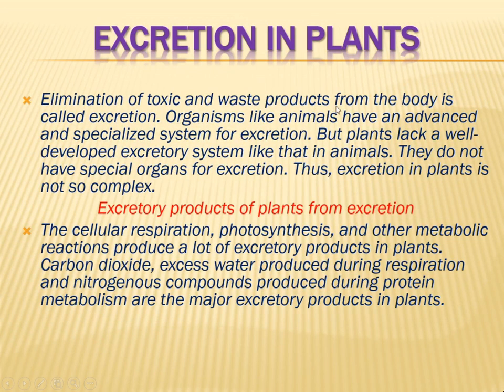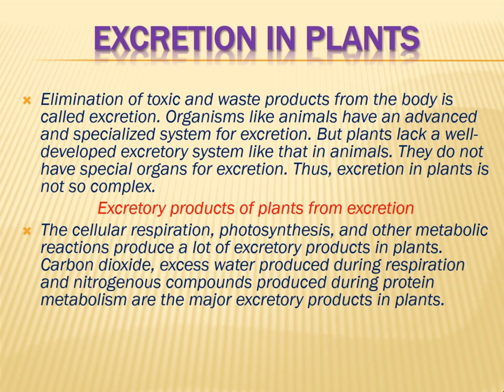So how does excretion occur in plants? Till now we have discussed human beings, and animals as well in the first slide, and then the artificial kidney. Now we are going to start with excretion in plants. Toxic and waste products are also produced in plants as well. The elimination of those toxic and waste products is known as excretion.